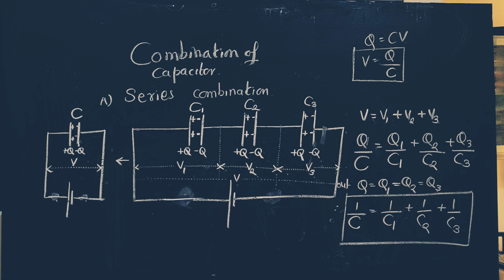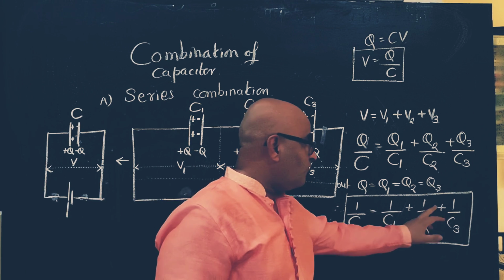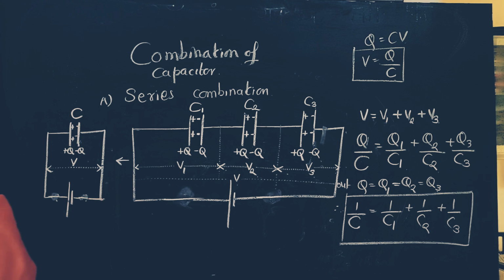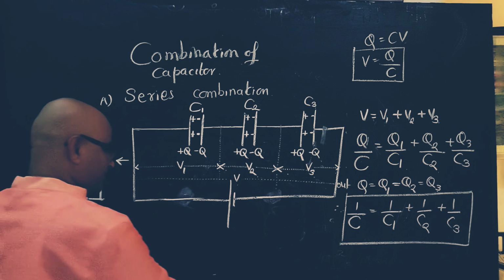That means when a number of capacitors are connected in series, the reciprocal of equivalent capacitance is equal to the sum of the reciprocals of individual capacitance. Now if you are given only three capacitors, suppose there are four, what would I write? 1 upon C is equal to 1 upon C1 plus 1 upon C2 plus 1 upon C3 and so on.